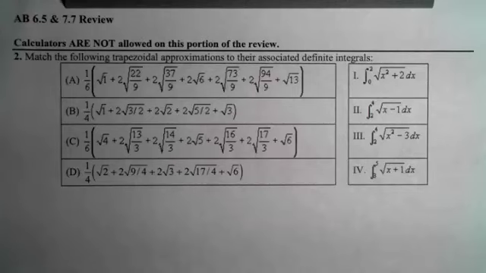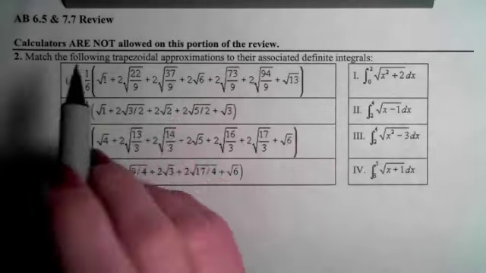This is the 6-5 and 7-7 review. Number 2, calculators are not allowed. In this particular problem, we are trying to match a trapezoidal approximation with the associated definite integral. In order to get here, we need to remember where this comes from.